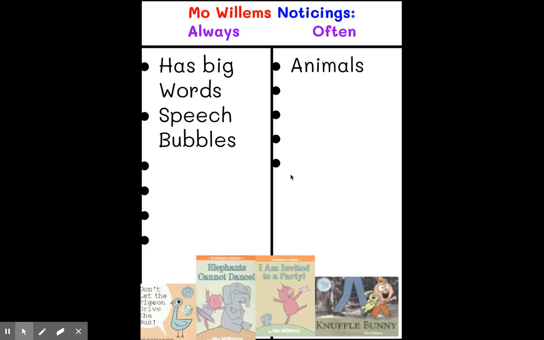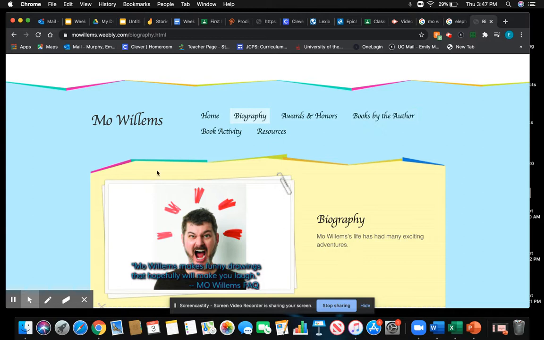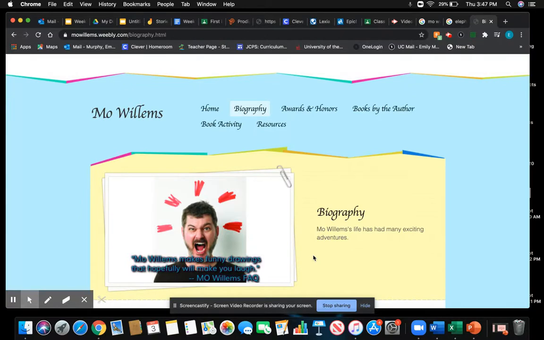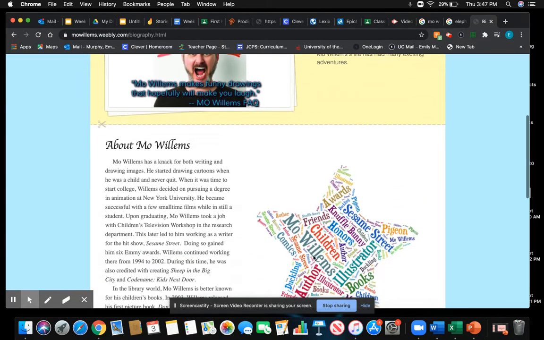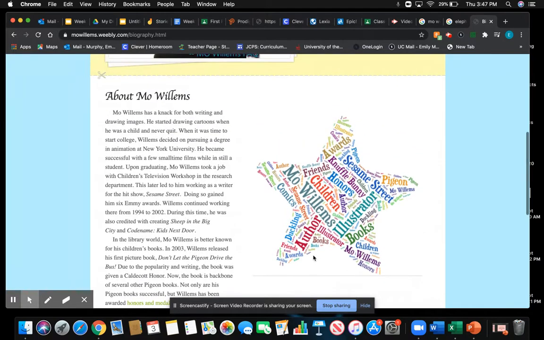I want to show you that Mo Willems is an author. This is Mo Willems. He makes funny drawings and hopefully makes you laugh, and he's had many exciting adventures in life. Authors have a style and they like to write similar stuff. Here's a little biography about Mo Willems. He loves to write and draw. He's been drawing cartoons since he was a child and he never quit.